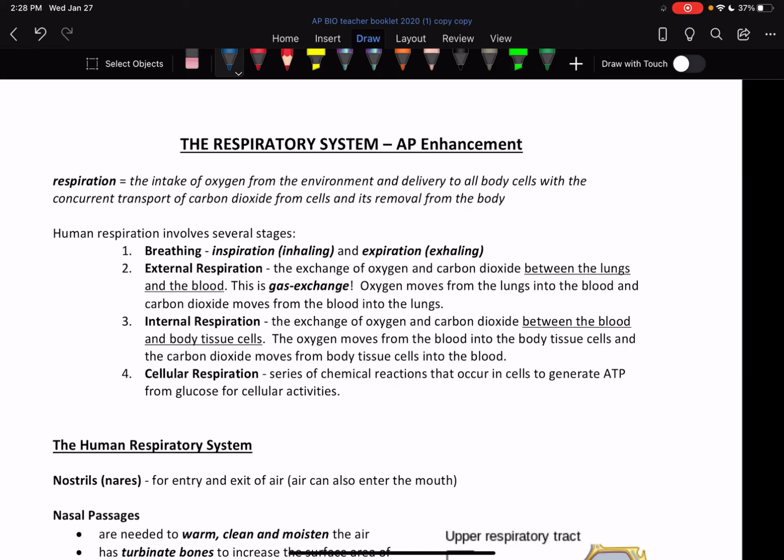Okay, students, welcome back to the biology unit. We're going to take a look at the AP enhancement for the respiratory system. Of course, this is being pulled from grade 11 bio.